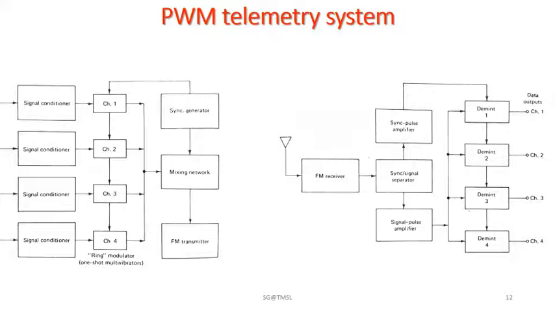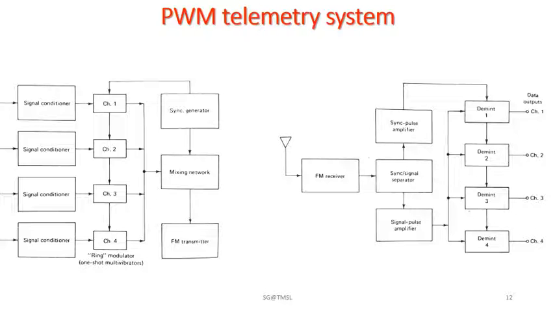Now here this is the PWM telemetry system. On the left hand side is the biolink PWM transmitting system, and on the right hand side is the receiving system. So this is the transmitter, this is the receiver. In the transmitter, it transmits 4 channels of physiological data simultaneously.